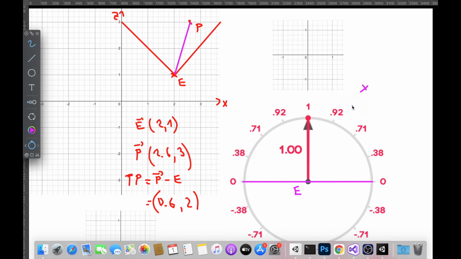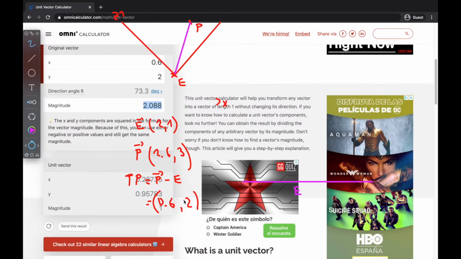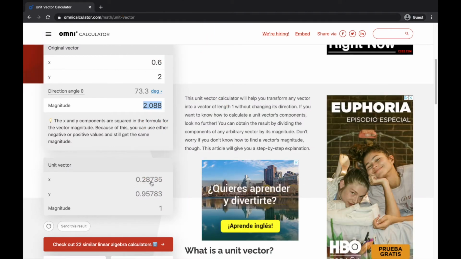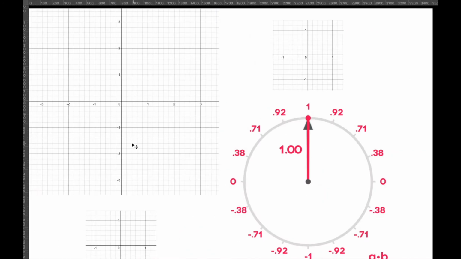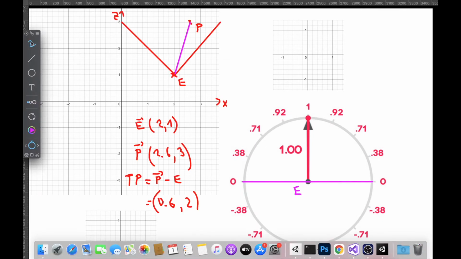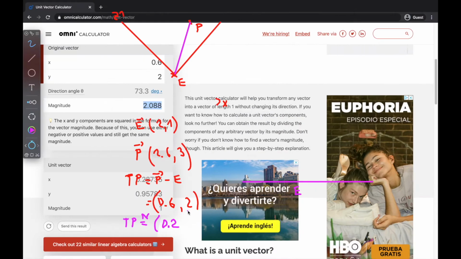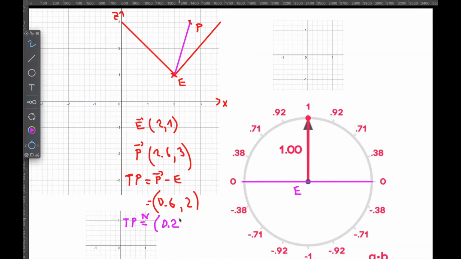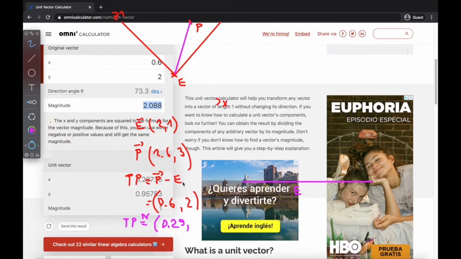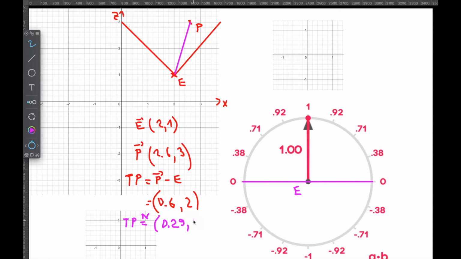Normally the player would be somewhere here, but since I scaled it down, I normalized it, and I know the positions are now 0.29 and 0.96. I'll write it down somewhere, okay? So our normalized enemy-to-player vector is 0.29, I forgot, rounded, and 0.96.